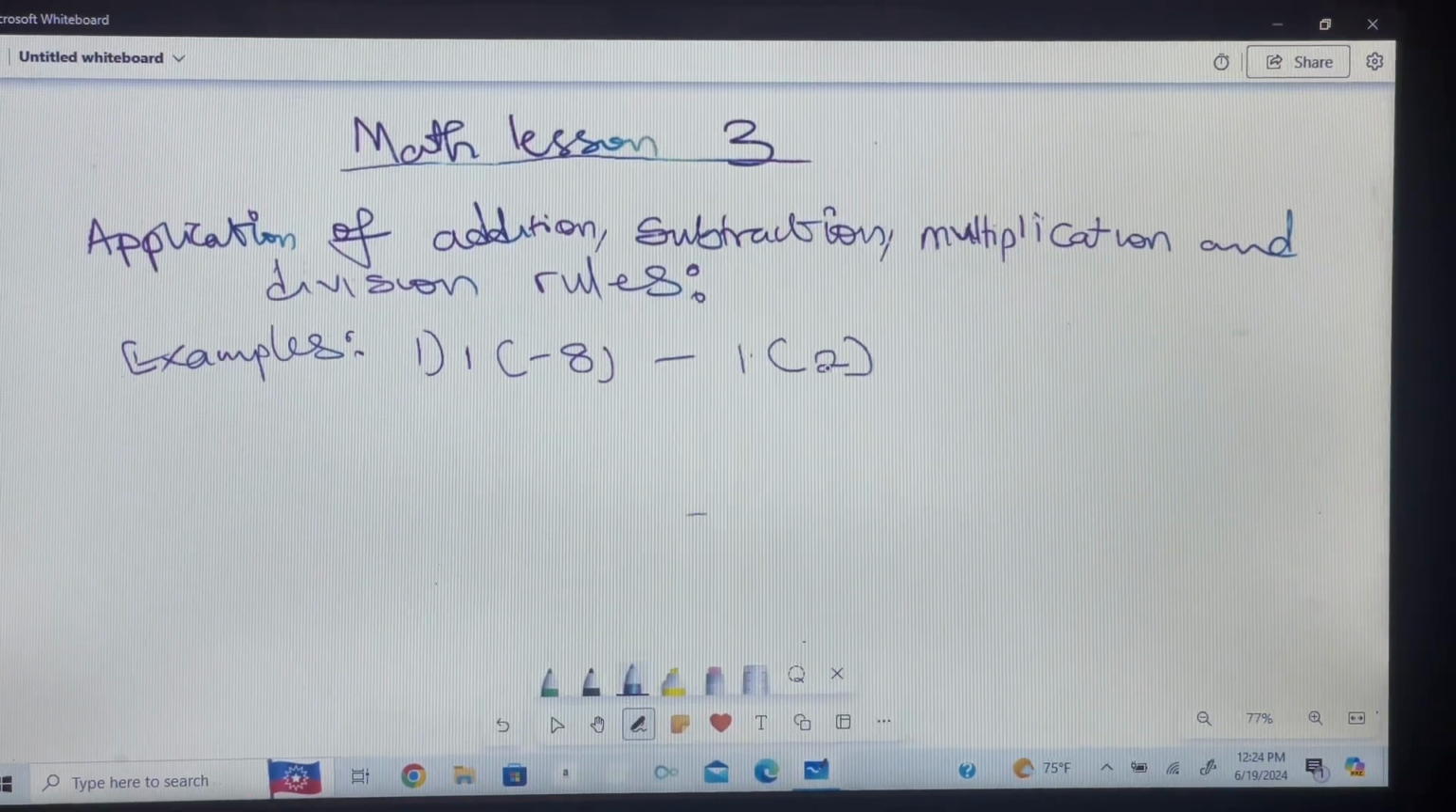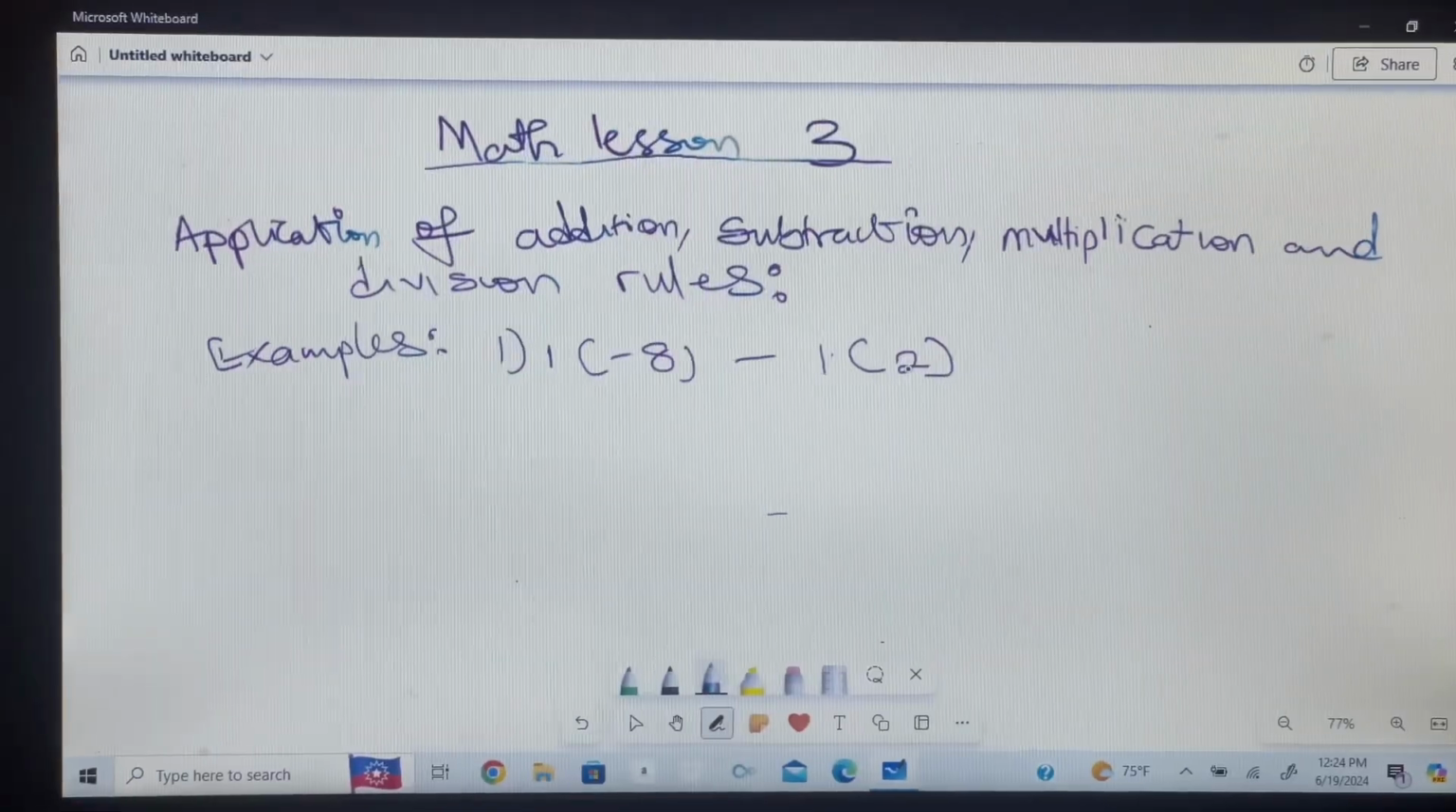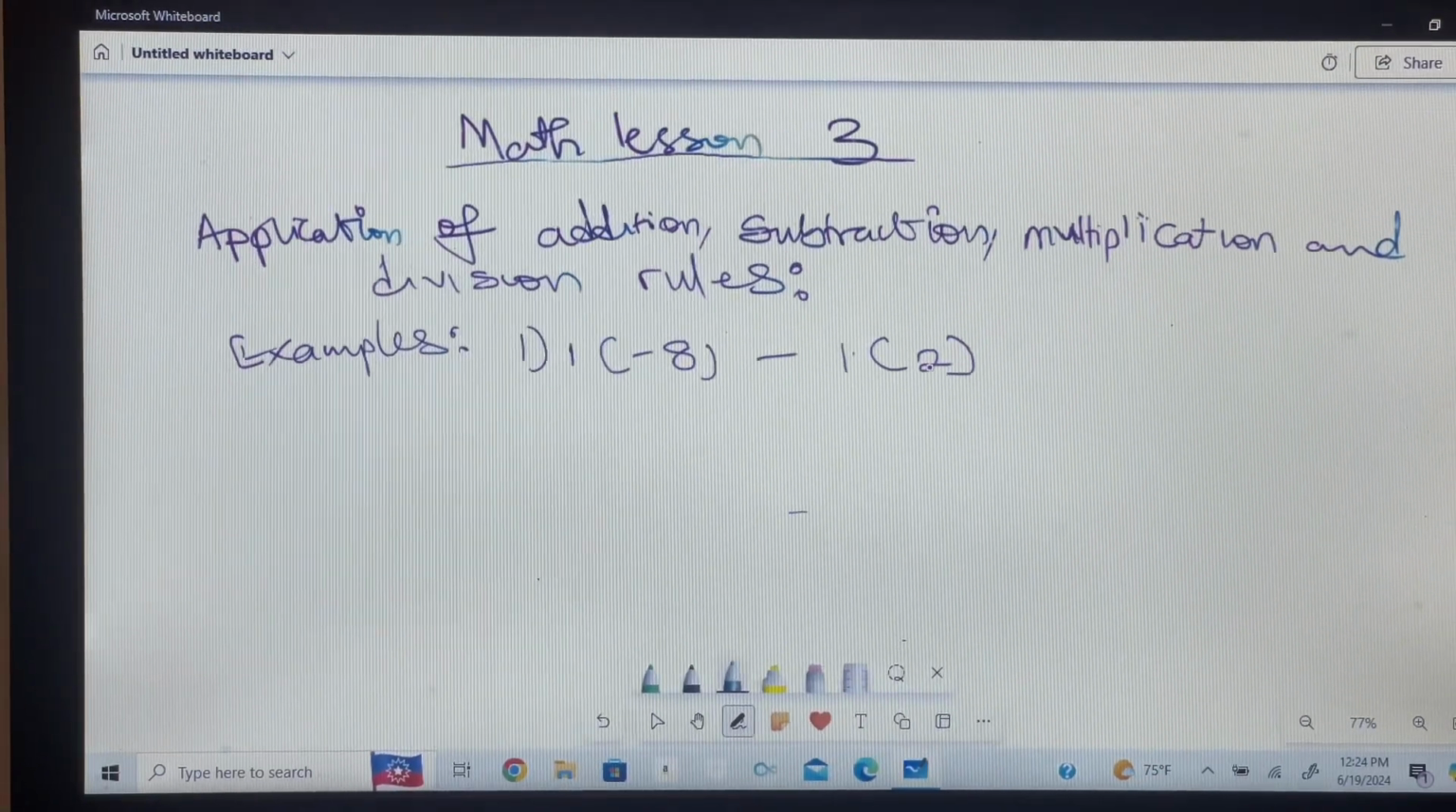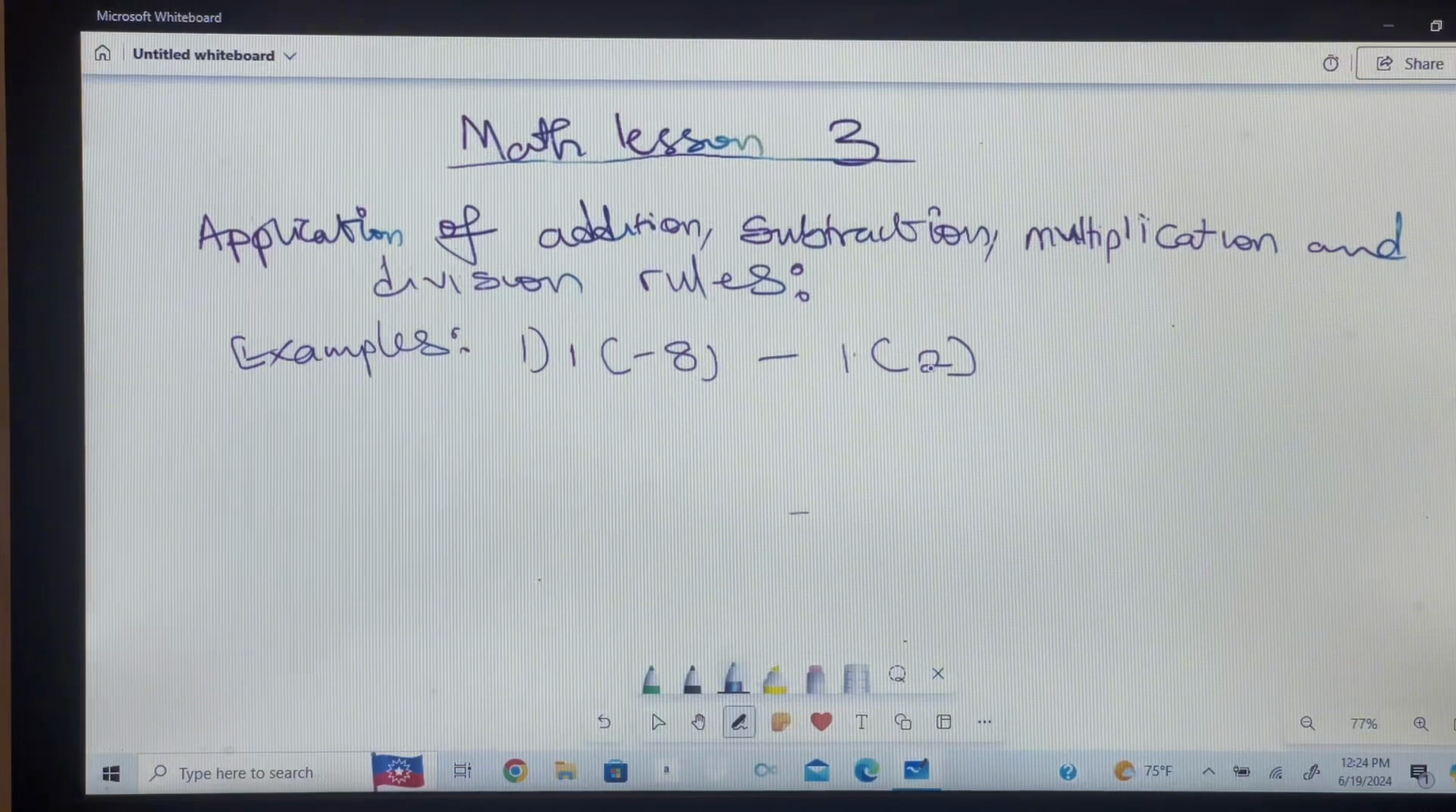So how do you do this? We have the multiplication rule here. The two numbers are not alike, so since they're not alike, we're going to have a negative answer. So 1 multiplied by negative 8 is going to be negative 8. Then we'll bring down the original negative. Then here we have positive 1 multiplied by 2, which is positive 2.